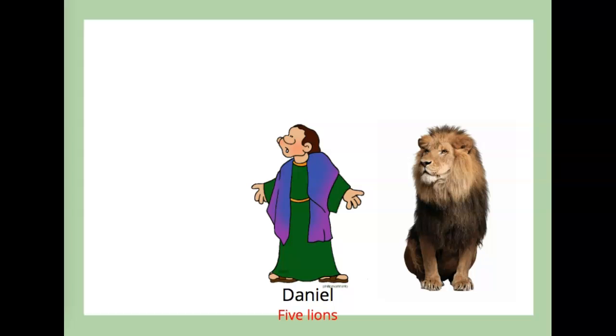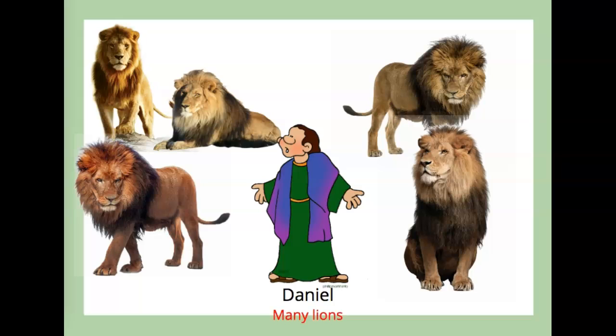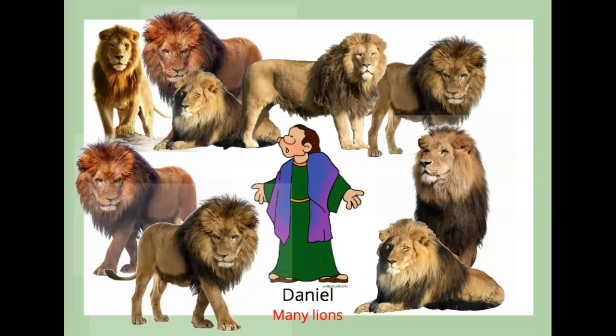What if it said that there are 5 lions? Then it will look something like this. 1, 2, 3, 4, 5, 5 lions. Then what if it said many lions? Then it may look something like this or this.